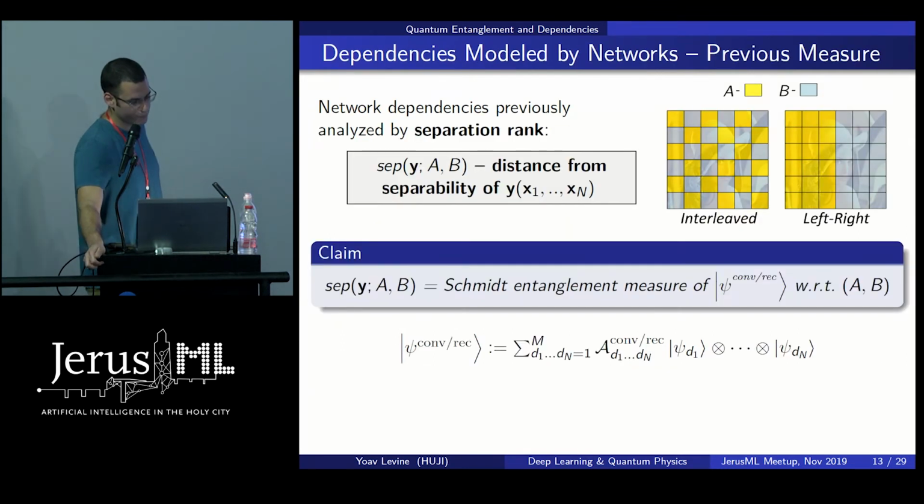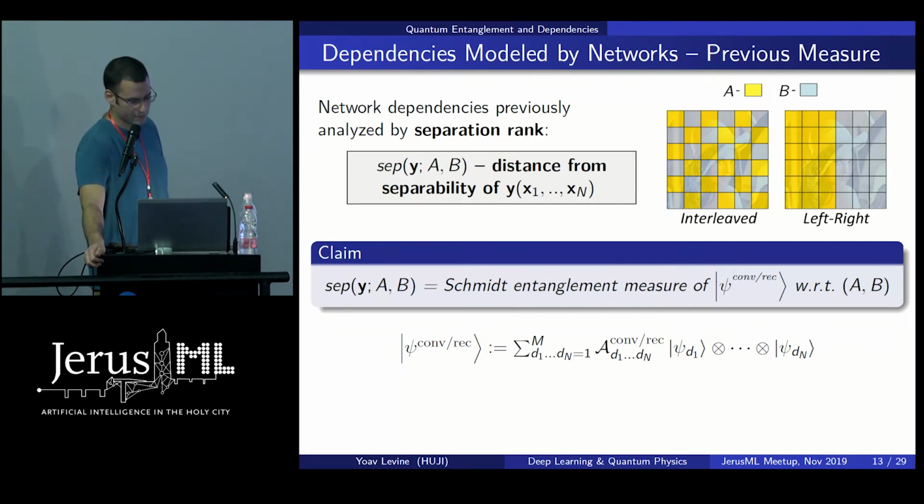What we showed is that previous means of quantifying the information that a convnet can model with respect to its inputs, called the separation rank of the network, is exactly equal to an entanglement measure of the wave function that we defined.